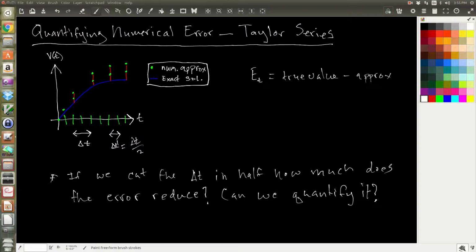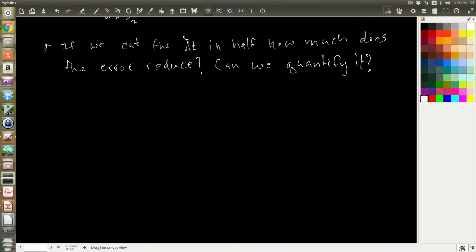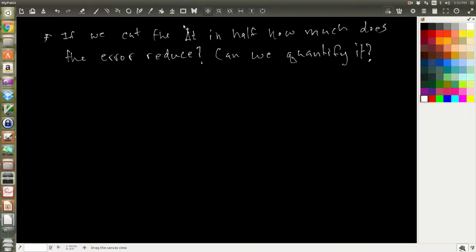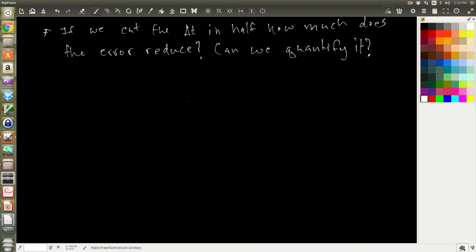And there's a mathematical tool known as the Taylor series that allows us to quantify the error in this numerical approximation to the differential equation. So that's what I'm going to introduce to you now, the Taylor series, or Taylor's polynomial is another name that it's called, and Maclaurin series is a special case of the Taylor series, so you might have heard of those.